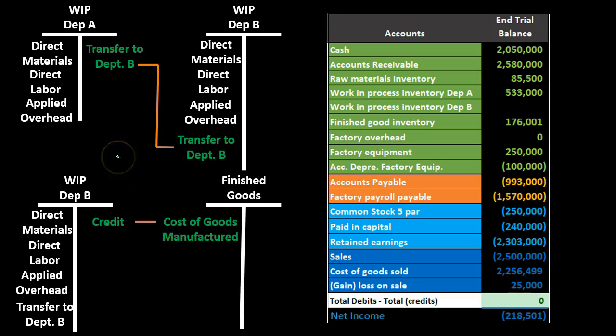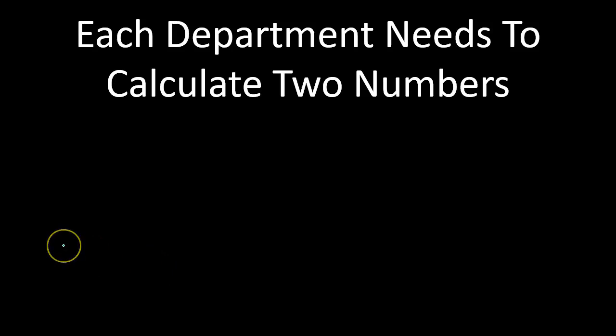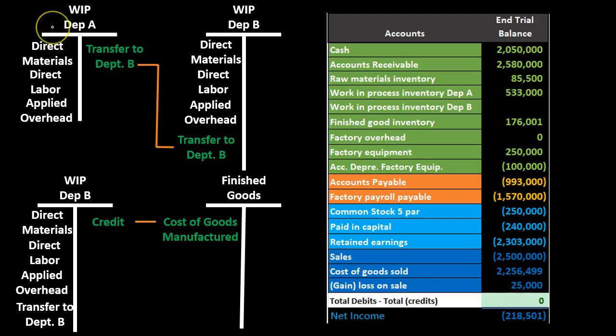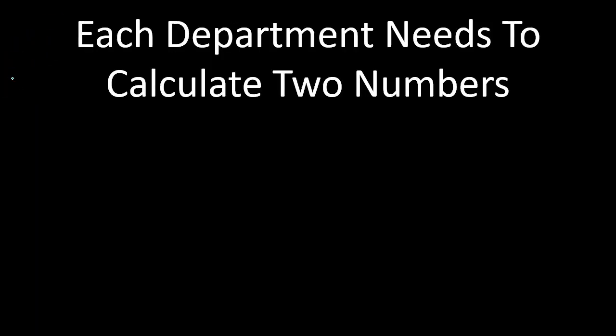We're going to need some method, however, to note how much is still in Department A, how much is still in Department B, and how much is in the finished goods. There's two methods typically to get to that determination. Or in other words, each department, in our case Department A and Department B, has to calculate two numbers.